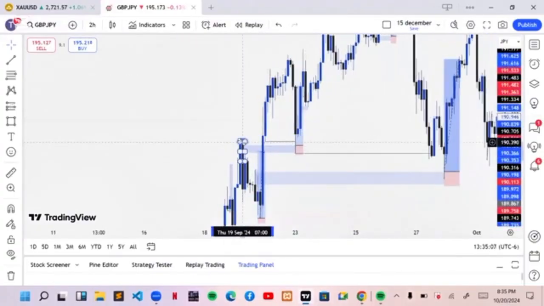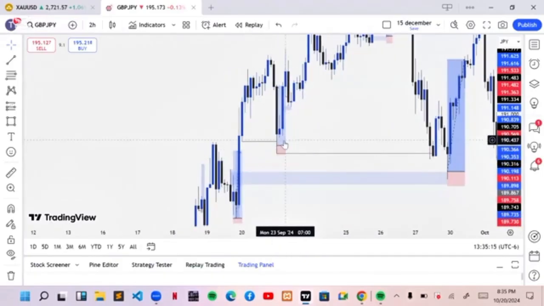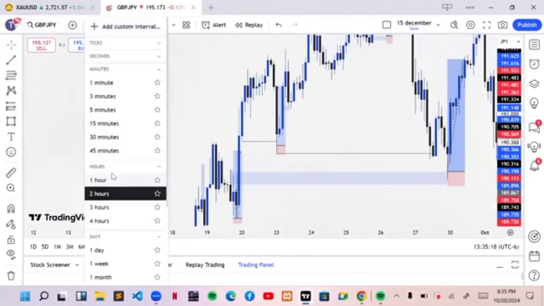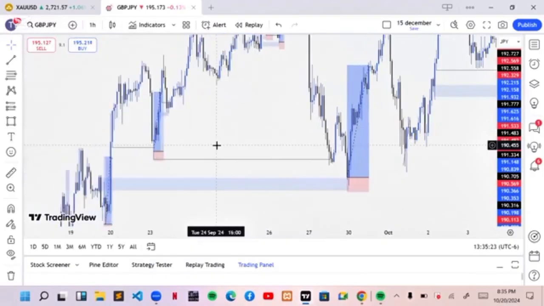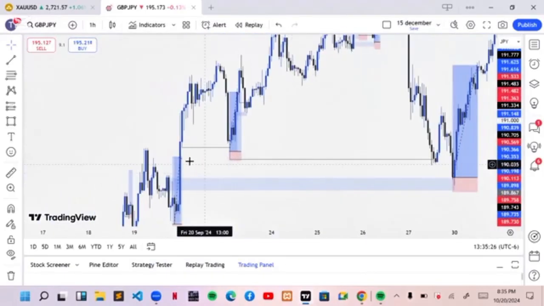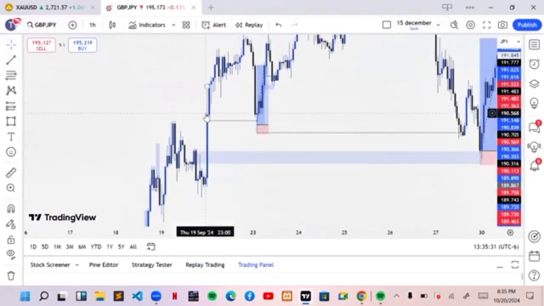So if you pay attention to this trade right here, this was a shift in market structure because the market was on a downtrend. You can see lower highs and lower lows, lower highs and lower lows. And then the market came here and broke past this last low, causing a shift in market structure right here.